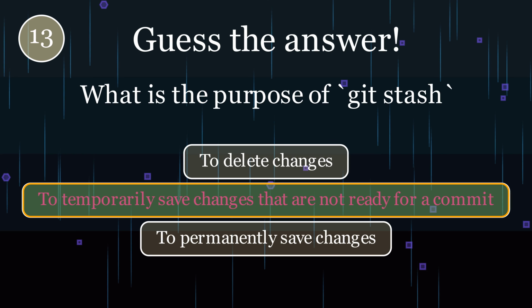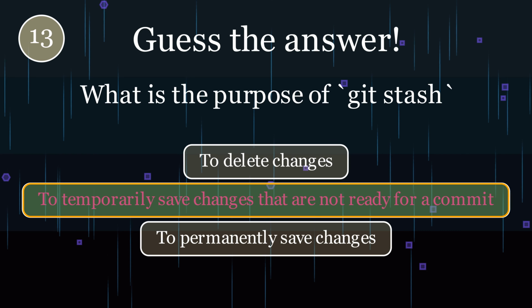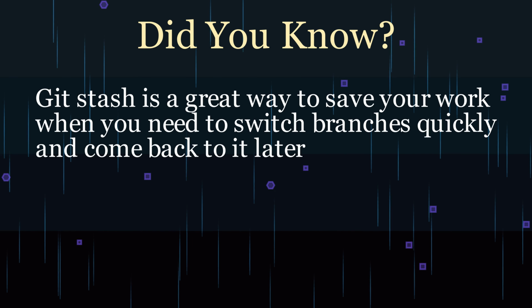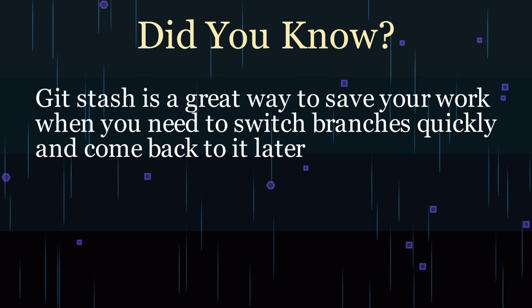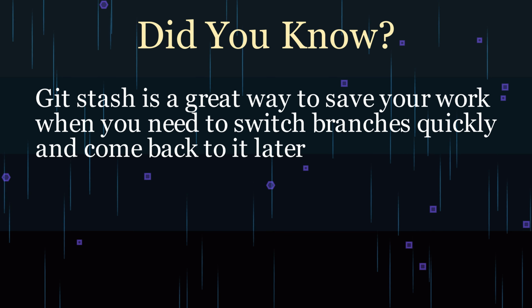The correct answer is, to temporarily save changes that are not ready for a commit. Did you know? Git stash is a great way to save your work when you need to switch branches quickly and come back to it later.